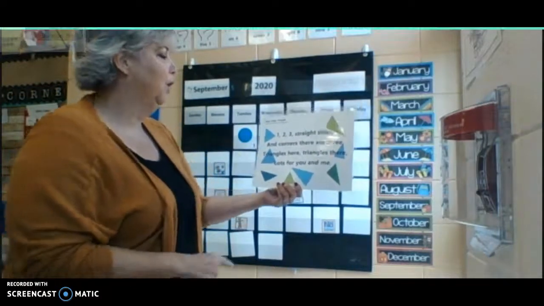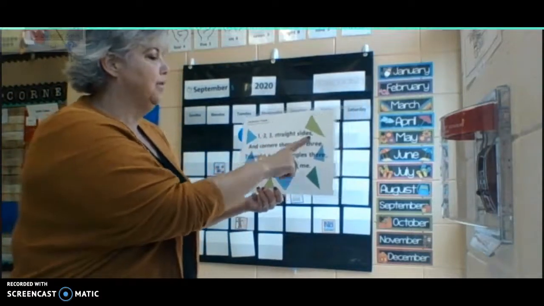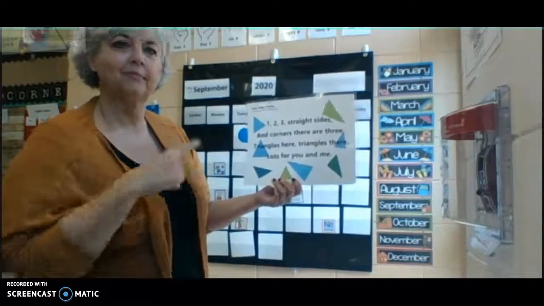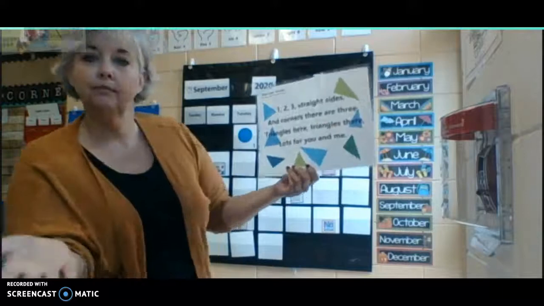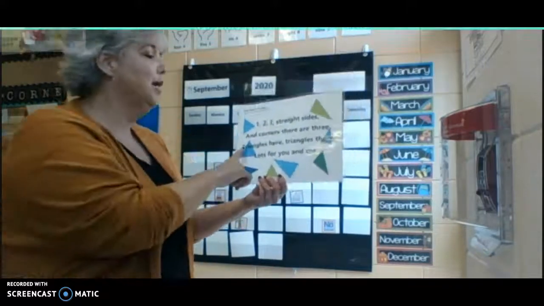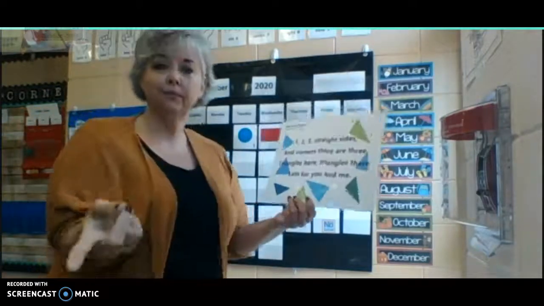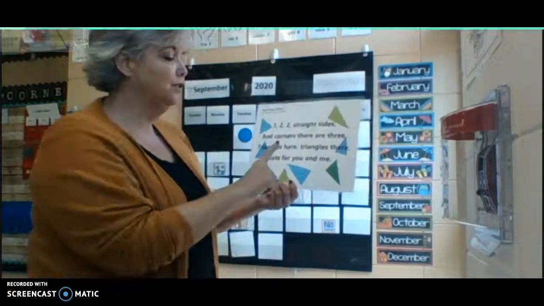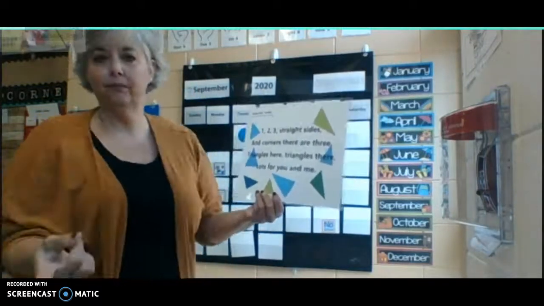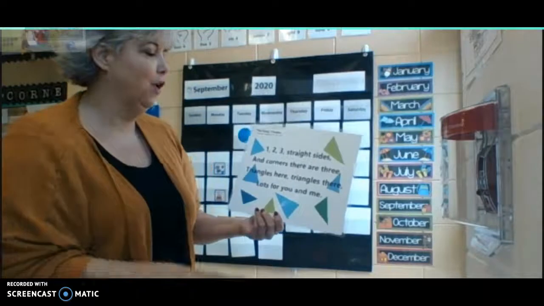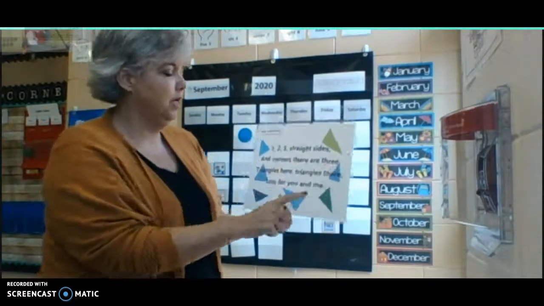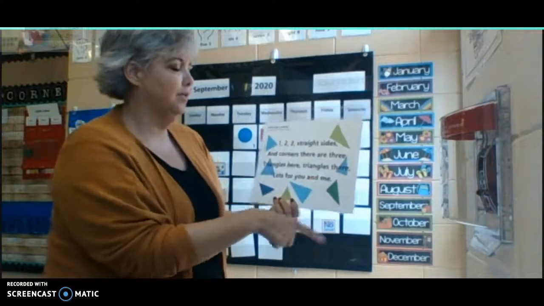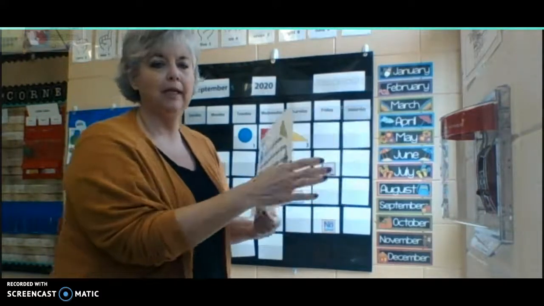Here we go. 1, 2, 3 straight sides. Your turn. And corners there are 3. Triangles here, triangles there. Lots for you and me. Let's try it together. 1, 2, 3 straight sides and corners there are 3. Triangles here, triangles there, lots for you and me.